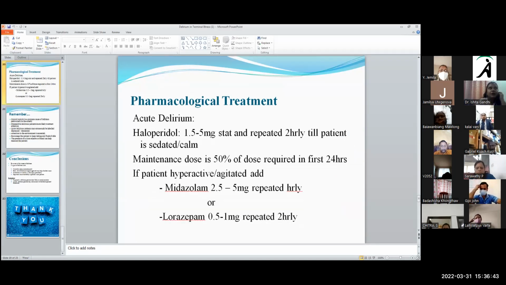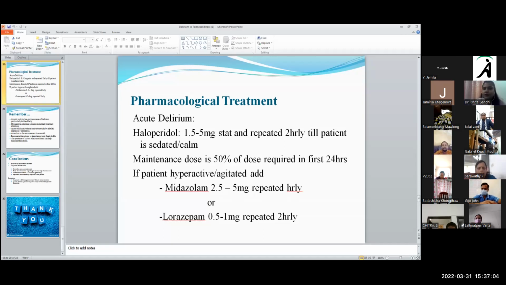Pharmacological treatment. These all were non-pharmacological treatments. These all are the things that you're supposed to do for all the patients. Now, if there is acute delirium, how will you manage that?